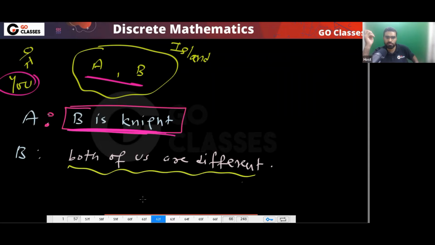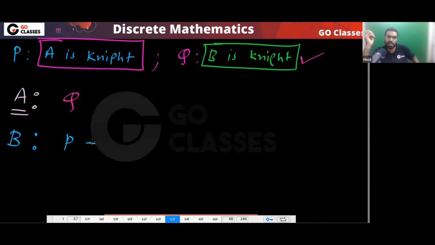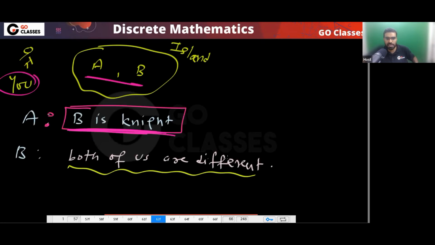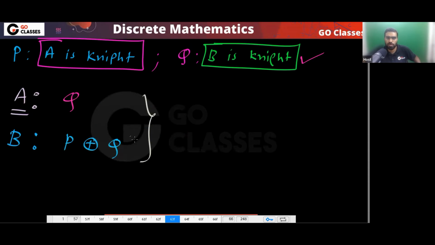B is saying what? B is saying that exclusive or, B is saying P exclusive or Q? Yes or no? B is saying P exclusive or Q is true. See, A is saying this is true. B is saying this is true, right? Is this clear? A is saying Q is true and B is saying both of us are different, means this is true. Okay. Now how to solve?